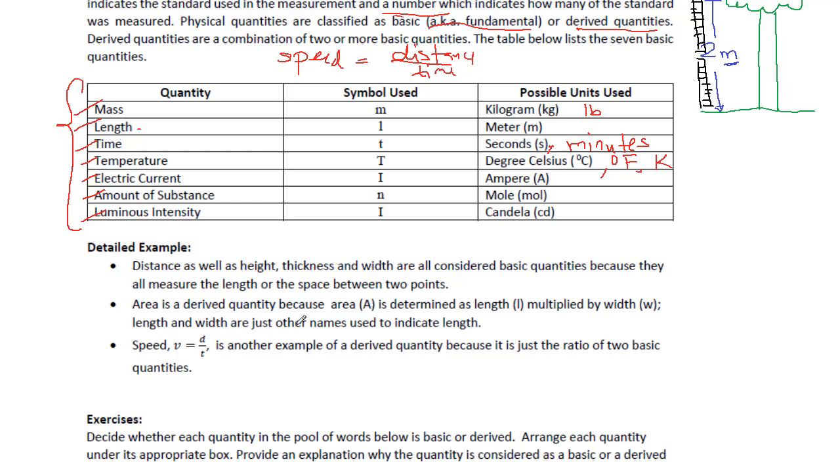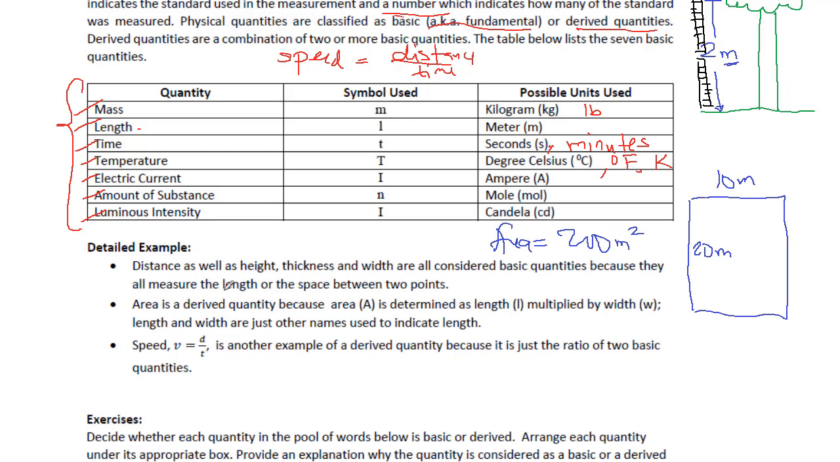Area is a derived quantity because area is determined as length multiplied by width. So for example, if you buy a piece of land, and this is 10 meters, and this is 20 meters, the area that you bought is 200 square meters, or 200 meters squared.